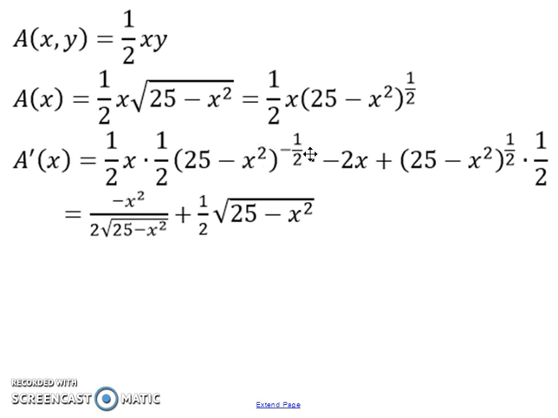And then instead of writing this to the negative 1/2 power, I put it on the bottom and wrote it inside the square root. For the second one, it's much easier. I have the square root on the top, I have a 2 on the bottom.